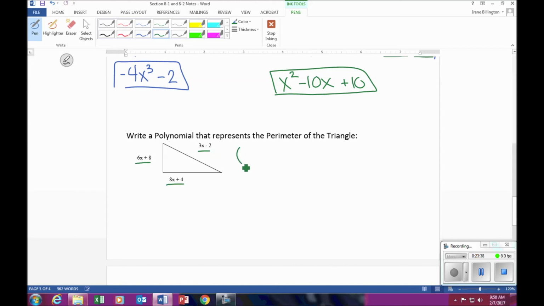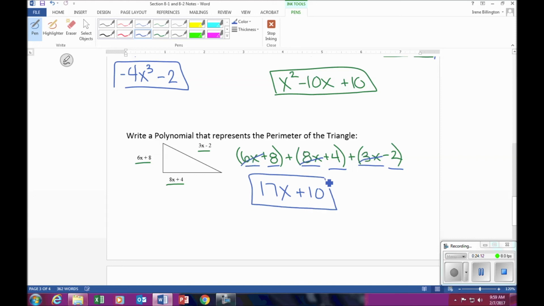So I'm taking 6x plus 8, and I'm adding 8x plus 4, and I'm adding my third side, 3x minus 2. And we're just going to go ahead and simplify that as well. So find our like terms, 6x, 8x, and 3x, which gives me 17x. And then 8 plus 4 plus negative 2, which would be 10. So the expression 17x plus 10 could then represent the perimeter of this figure.